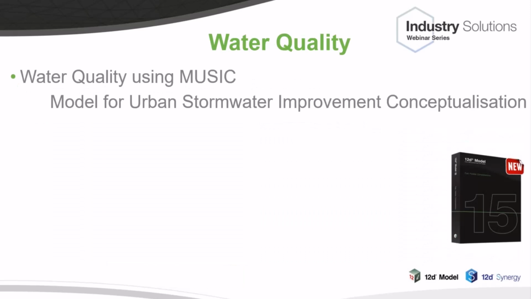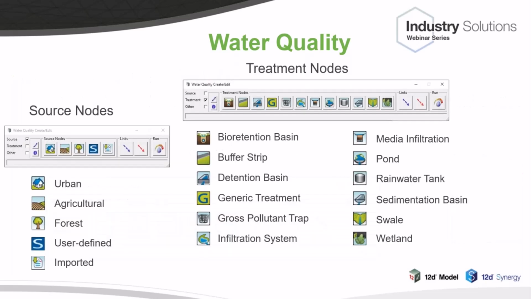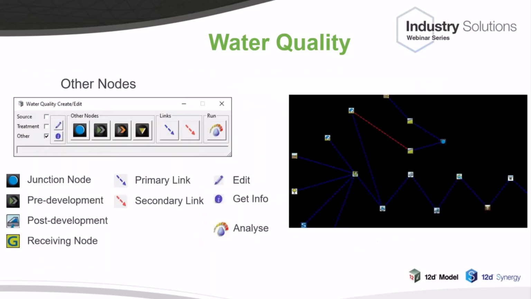We also have a front end for MUSIC, which is the model for urban stormwater improvement conceptualization. That's a mouthful. And again, with that one, it comes up with the nice looking panel. And for MUSIC, you're really laying down links and nodes. So you've got a whole lot of source nodes you can choose from that they have. You've got your various treatment nodes and other types of nodes. And then you have your links. So what you do is get a graphical thing on the screen of what you're doing, and you can analyze it and get your results as well.